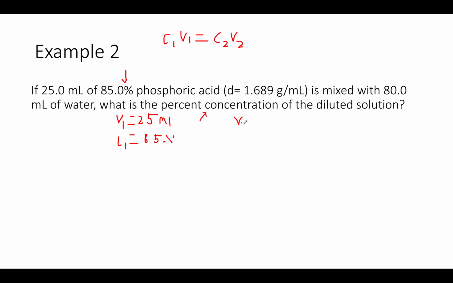The second volume would be the 80 mils of water plus our initial volume of 25 mils. So here we're given the water. So our second volume is 105 milliliters.